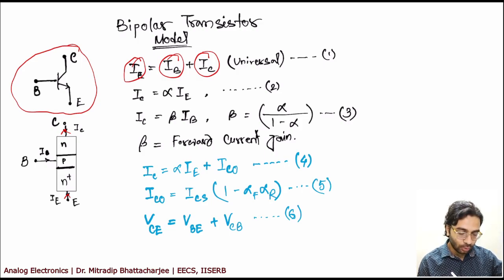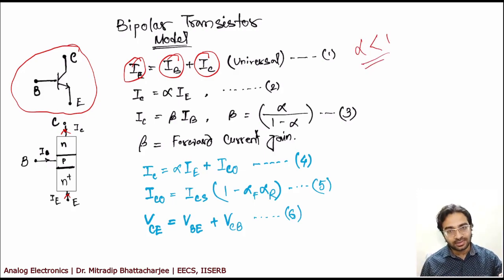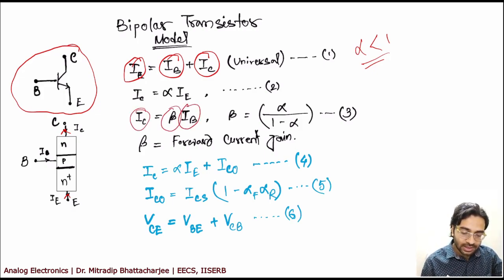Now the current goes from emitter to collector via base. When the current or the carriers reach the base, recombination takes place. So that's why I already have said that the value of alpha will always be less than 1. Whatever starts from the emitter will not give the same carriers in the collector. You will get a little less current. And the other relation was between IC and IB, and beta is the forward current gain.